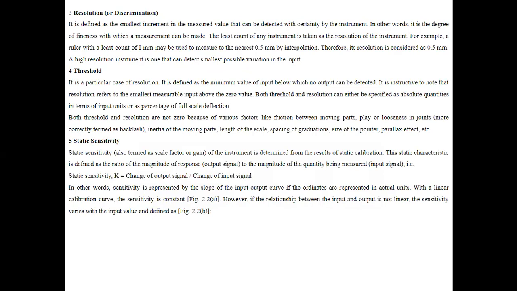Now next is resolution or discrimination. It is defined as the smallest increment in the measured value that can be detected with certainty by the instrument. In other words, it is the degree of fineness with which a measurement can be made. The least count of any instrument is taken as the resolution of the instrument. For example, a ruler with a least count of 1 mm may be used to measure to the nearest 0.5 mm by interpolation. Therefore, its resolution is considered as 0.5 mm. A high resolution instrument is one that can detect smallest possible variation in the input.